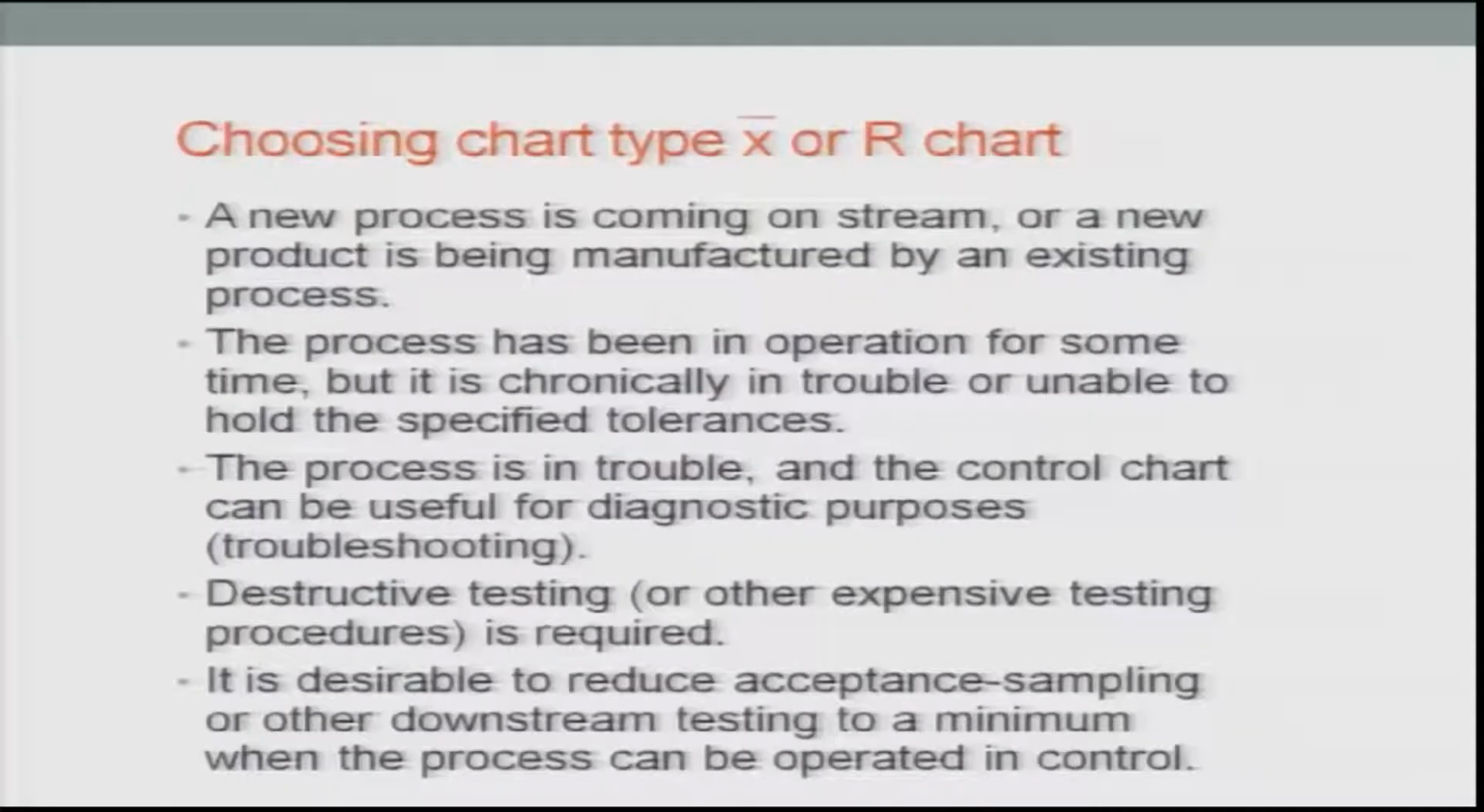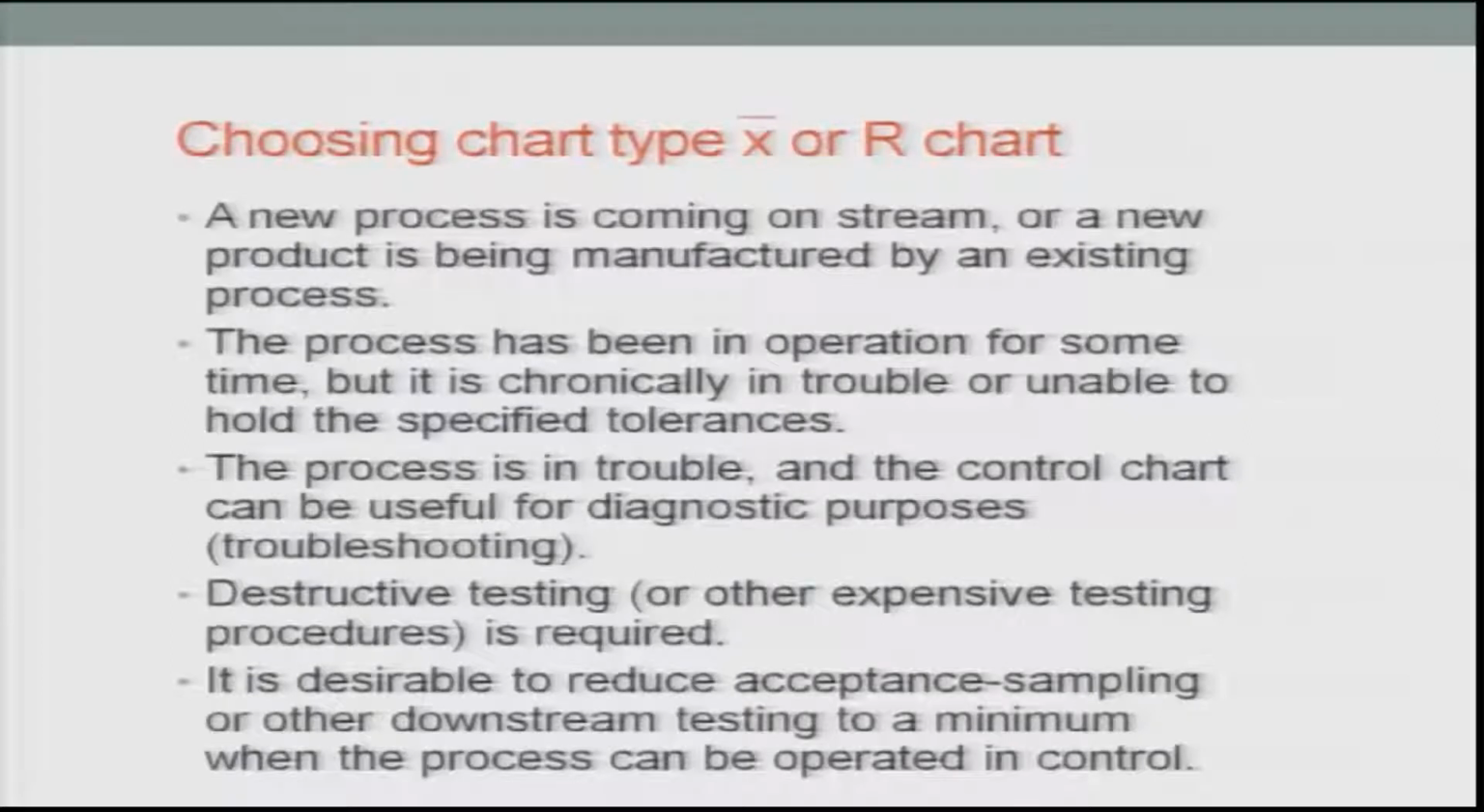If the process is in trouble, the control charts can be used for diagnostic purposes or troubleshooting, and then you take corrective actions accordingly. Destructive testing or other expensive testing procedures is required. So, obviously, it will mean that the total cost is quite high. So, you have to be careful and do the destructive testing for those products where you are sure you will get information which is useful in order to make some logical and very intelligent statement about the process capability of that whole process. It is desirable to reduce acceptance sampling or other downstream testing to a minimum when the process can be operated in control.